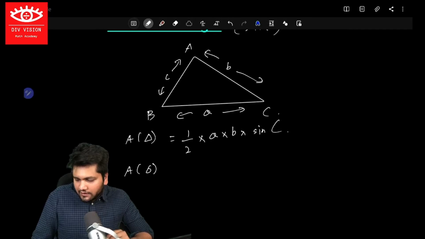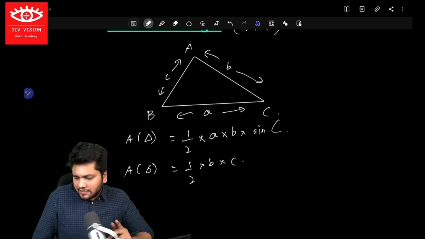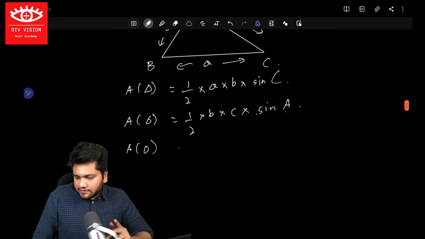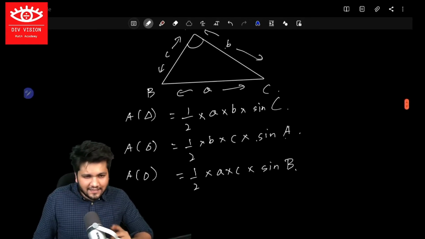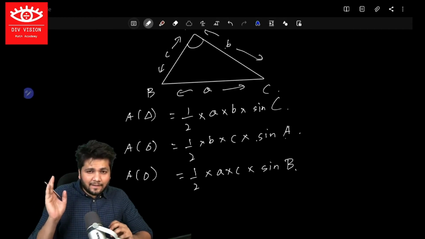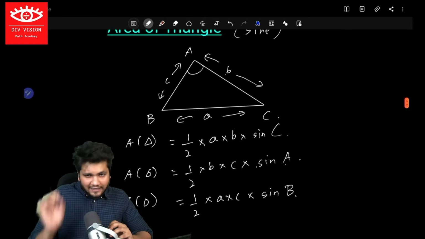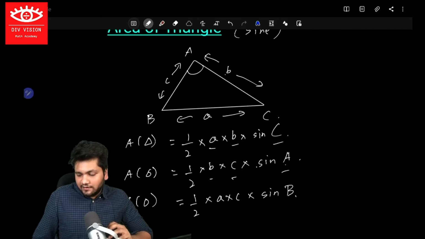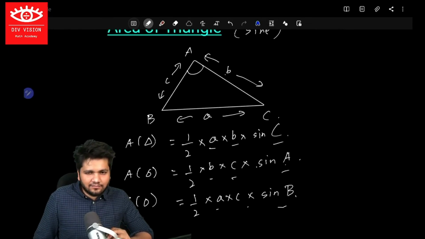Also, it is equal to, you can consider the other two sides as well. It's going to be half into b into c into sine of the angle between them. Now, what is the angle between b and c? It's going to be A. So it's going to be sine A. And the area of the triangle, again, is half into a into c into sine of the angle between them, which is sine B. Now the way you can remember is that we have to give importance to each element. So we are giving importance to a, b and c. Here also b, c, a. Here also a, c, b. That's just a way of learning.